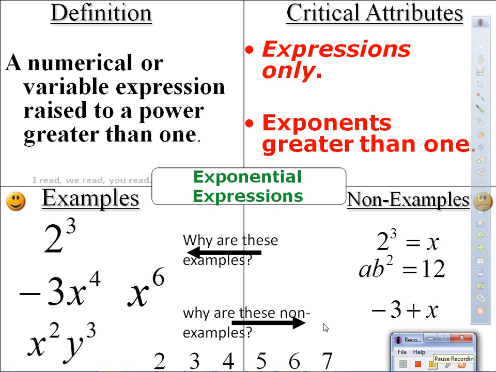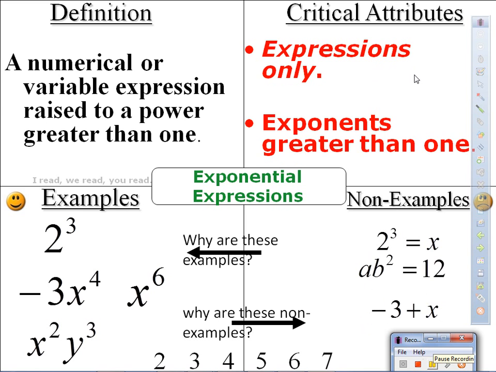So critical attributes. Once again, make sure that you write that they are expressions only. Notice these are expressions, and these are equations. The second requirement is that the exponent has to be greater than 1. Look at these two right here. This is an expression, but it doesn't have an exponent greater than 1.